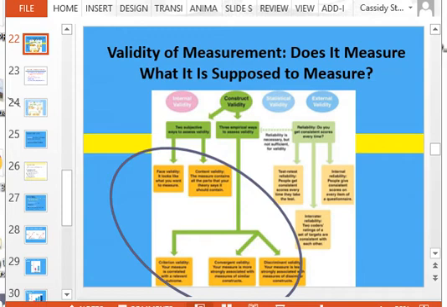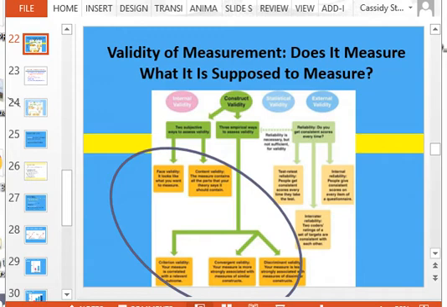Alright, so we've discussed the 3 measures of reliability: inter-rater reliability, test-retest reliability, and internal reliability. These are ways to assess the consistency of measurement. And now we're going to move to validity of measurement. Validity is questioning whether the operationalization is actually measuring the construct that it's supposed to.